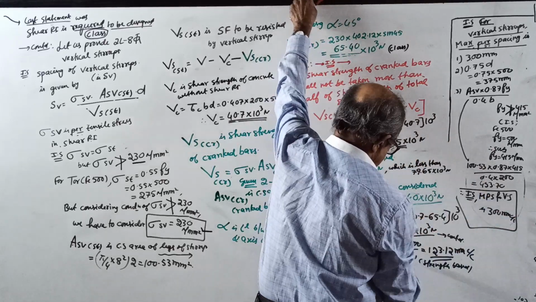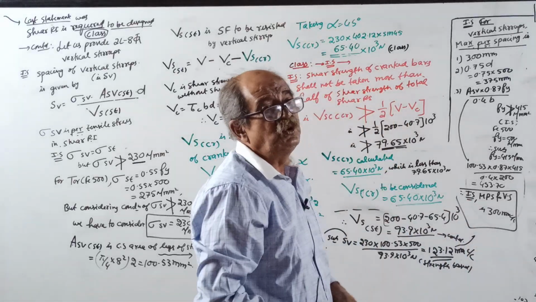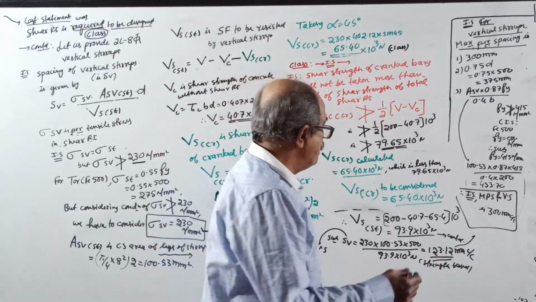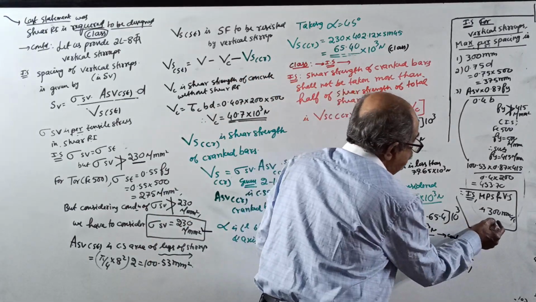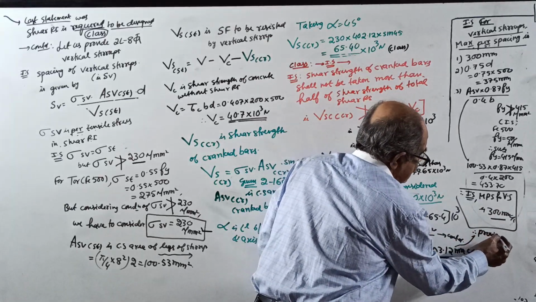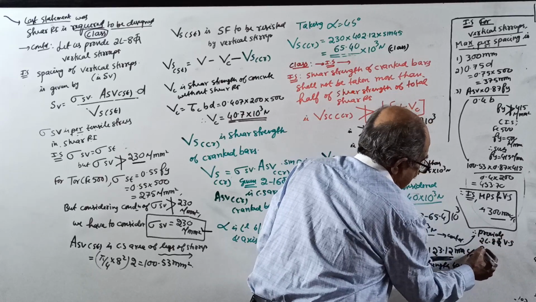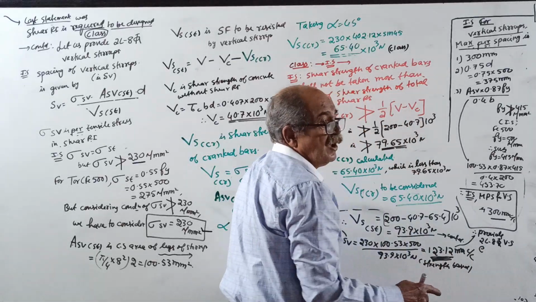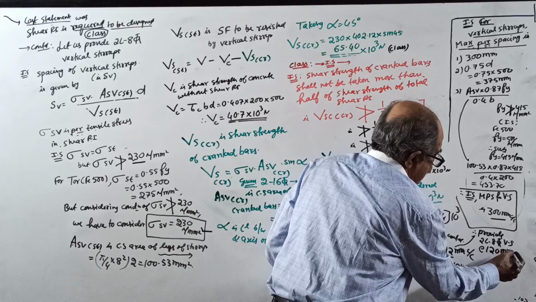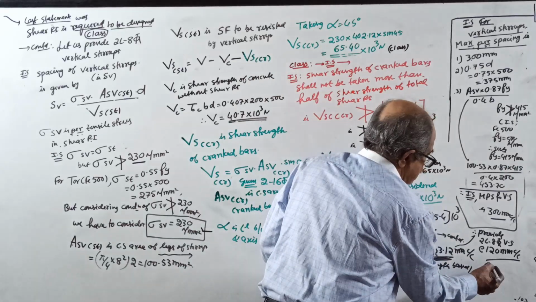Now see, the designed spacing is 123. IS code says you should not give spacing more than 300, but strength based it came to 123. So compare this designed value with the limit and provide the least one. Therefore, provide 2-legged 8 mm Tor vertical stirrups at 123, rounded off. 125 you can't make, so at 120 millimeter center to center. Okay, now the question is over.